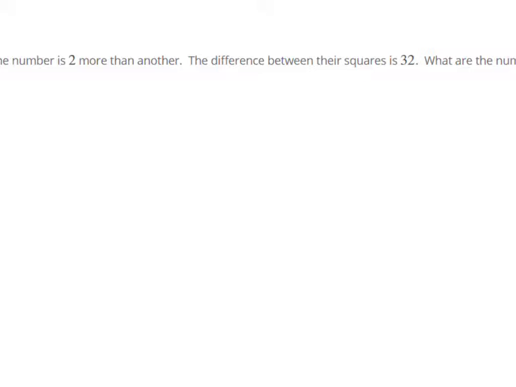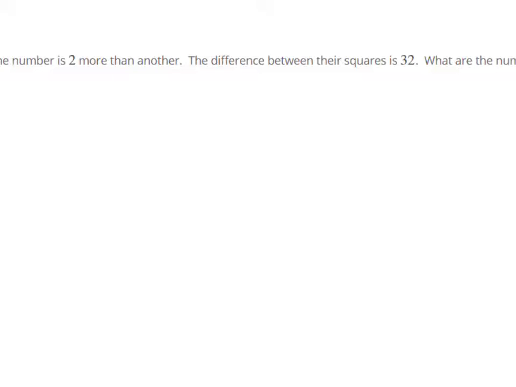All right, one number is 2 more than another. The difference between their squares is 32. What are the numbers? All right, so I think I'm to the point now where I'm going to probably pause the video and I'll finish factoring on my own and just flash the answer on the factoring to you, because I have a feeling maybe we need more help with the setup on this than the actual factoring.